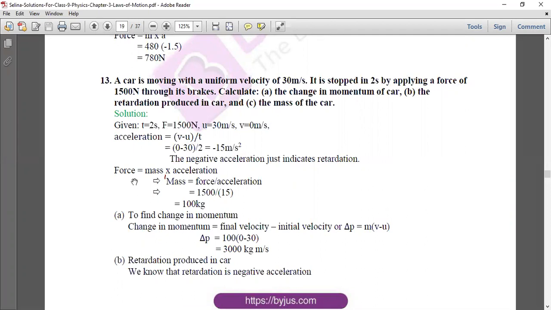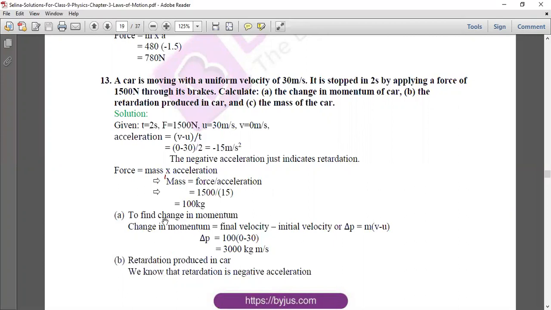Now we need to find the force. Force is equal to mass into acceleration. So mass is equal to force divided by acceleration. If we find mass, it will be 100 kg.